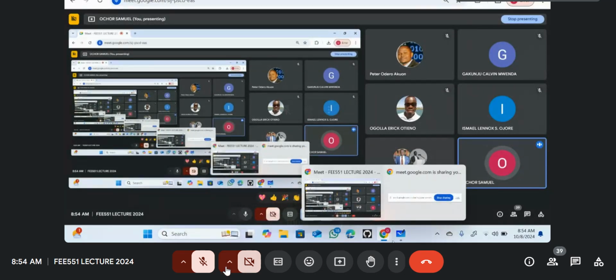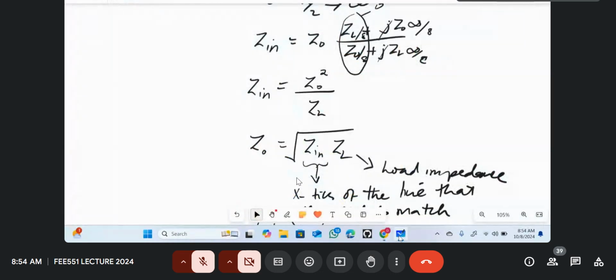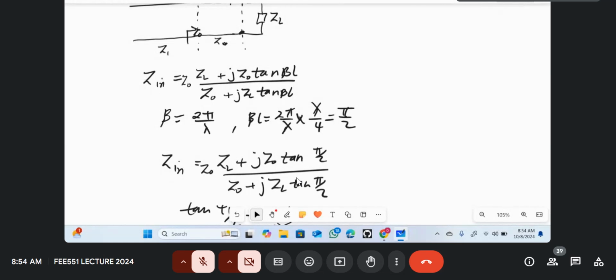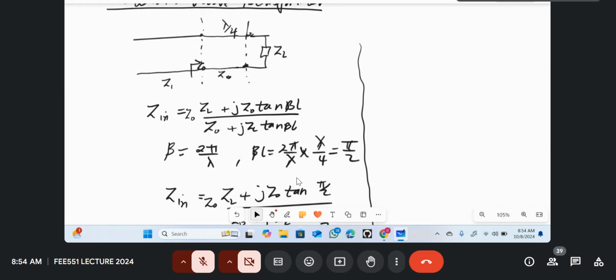Okay, maybe I can arrive at the same formula, but using the voltage reflection coefficient. You might find that some books will use this formula for finding Z in. So you can pick whatever you think can work for you.